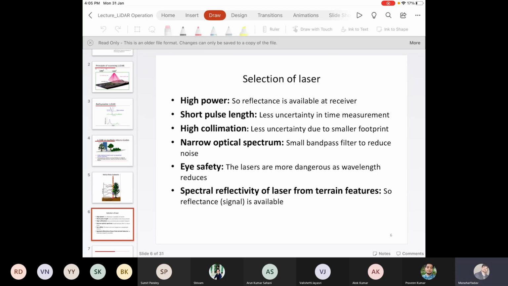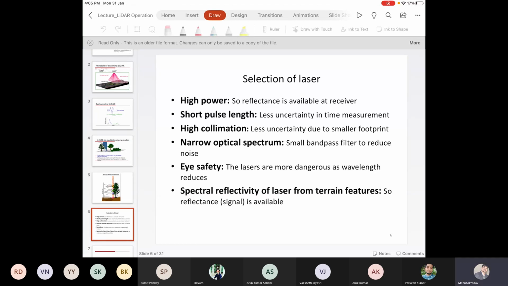The second one is short pulse length. I discussed in one of the previous lectures how to characterize a laser pulse. The pulse length is TP, measured from 50% at the rising edge to 50% at the falling edge. Third, high collimation. The laser beam should be highly collimated so that we can obtain a very small laser footprint, the AF tends to 0 condition.